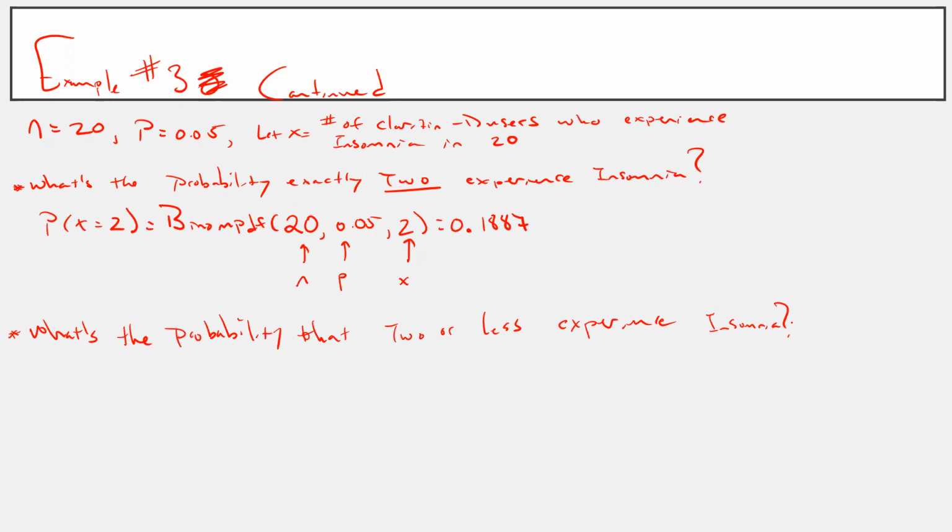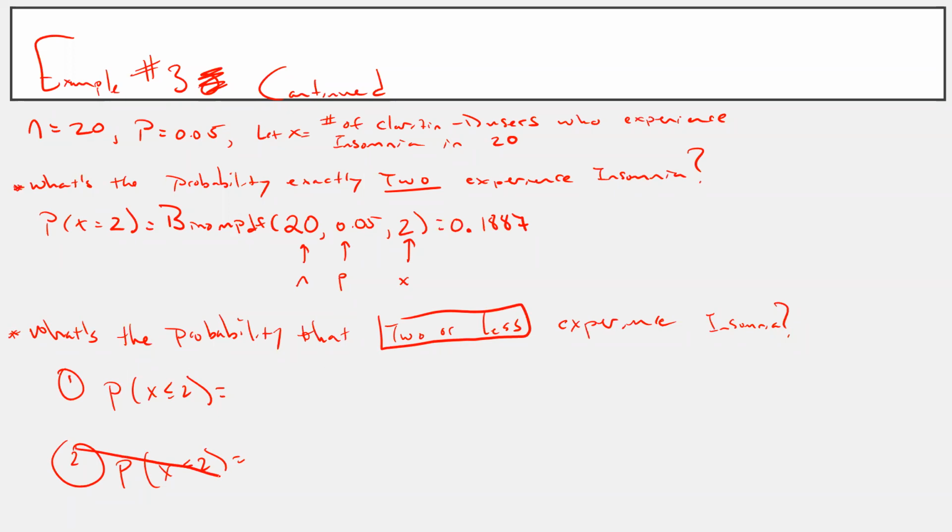Okay, so what's the probability that 2 or less experience insomnia? All right, so first off, does this sound like a PDF or CDF problem? CDF. It's going to be CDF. So you just have to figure out how to write it, okay? So 2 or less, is option number 1 correct, that X needs to be less than or equal to 2? Or is it option number 2, that X needs to be strictly less than 2? Is it 1 or 2? What do you think? I heard two different answers. 1. So here's the thing, 2 or less. So it's less than or equal to 2. Option number 1 is the correct one.